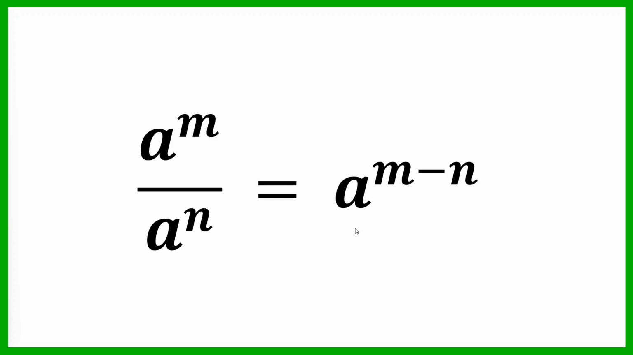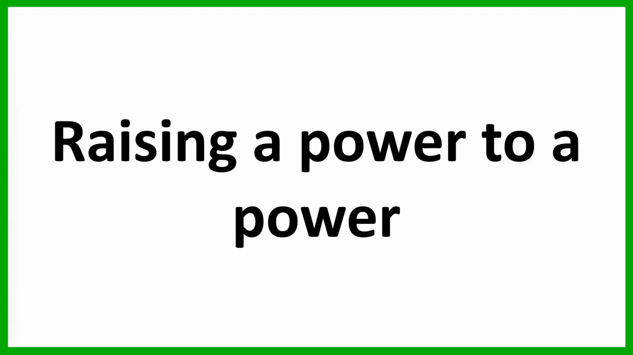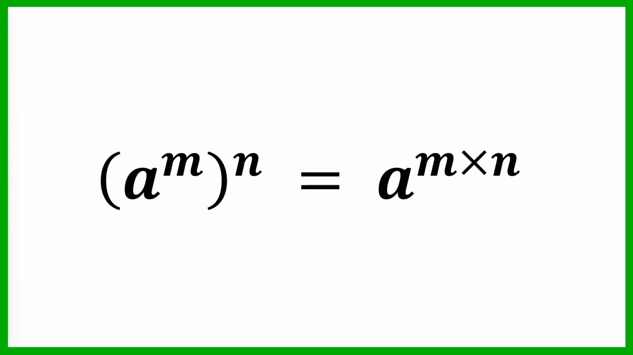Okay, then we have raising a power to a power. When you're raising a power to a power, it looks like this, where you've got a power inside brackets with an exponent outside the brackets. And when we do that, what we're going to do is keep the base the same, and we're going to multiply the exponent inside and the exponent outside the brackets. So you end up with this, a to the power of m times n.